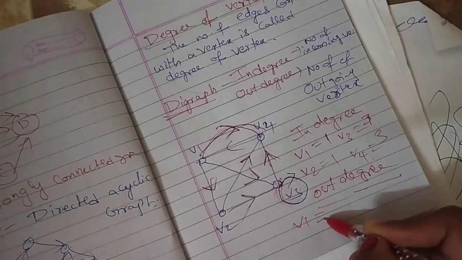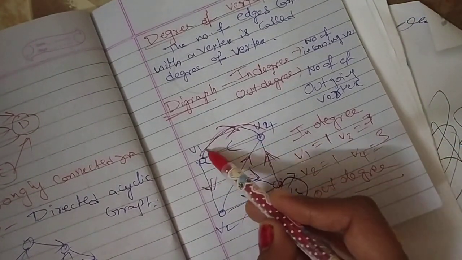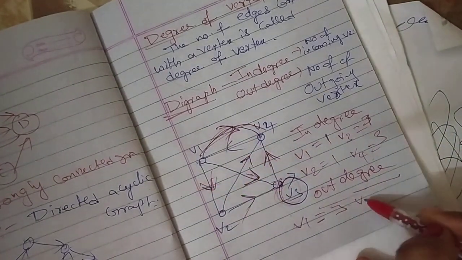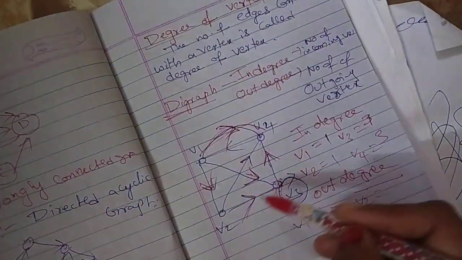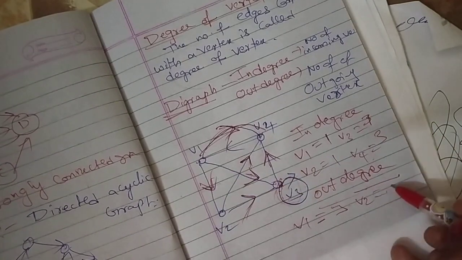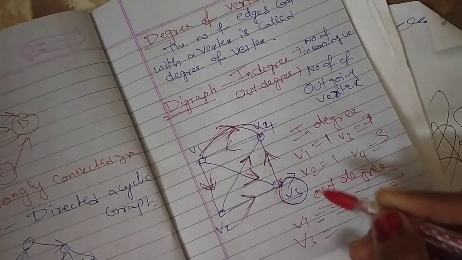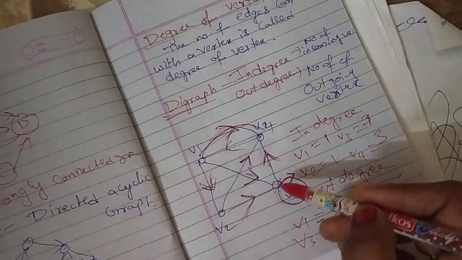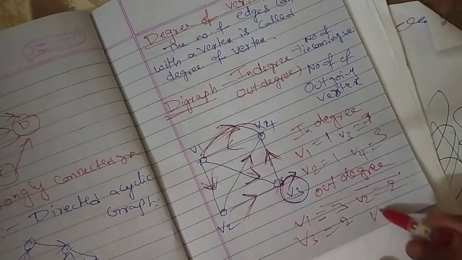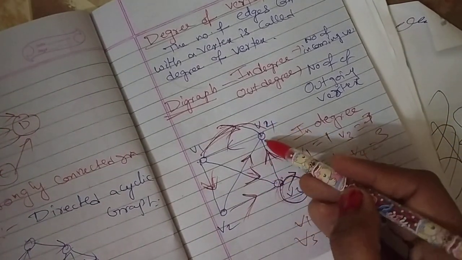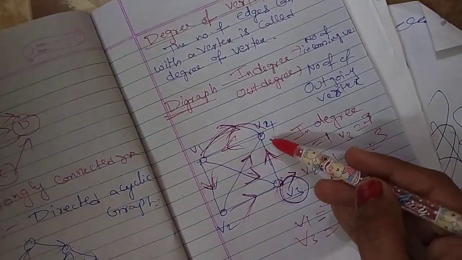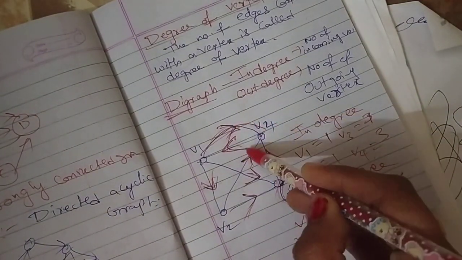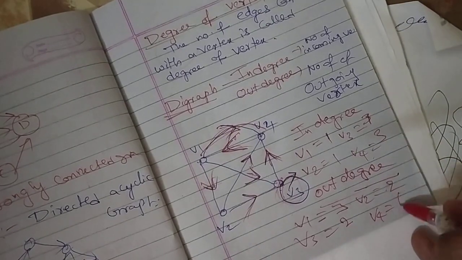Out degree of V1 is 1, 2, 3, right? V2 out degree 1, 2. Any other? No. V3 out degree 1, 2, right? V4 out degree 1. Any other? Only one. This is out degree 1. Only one more. Okay. Only one.